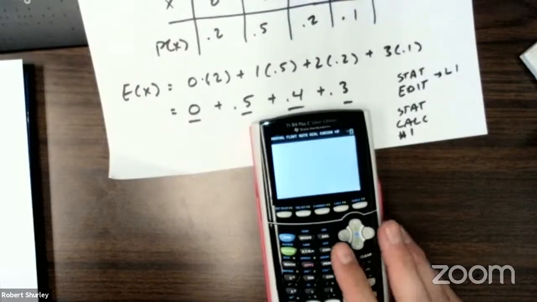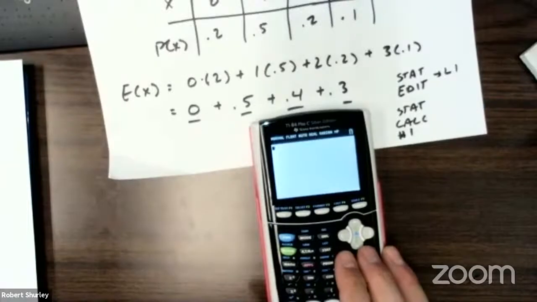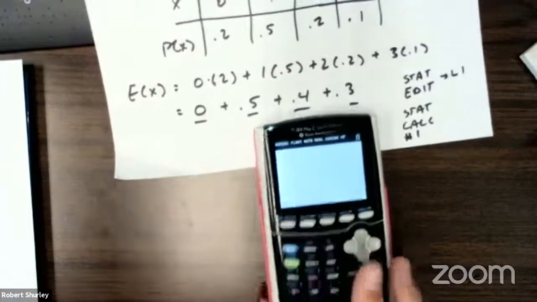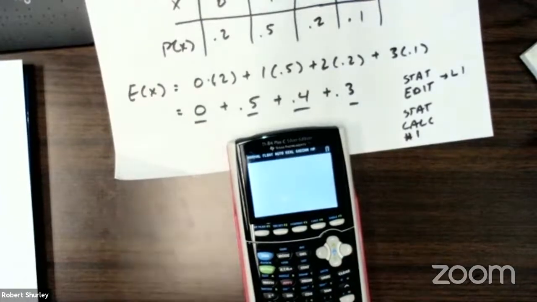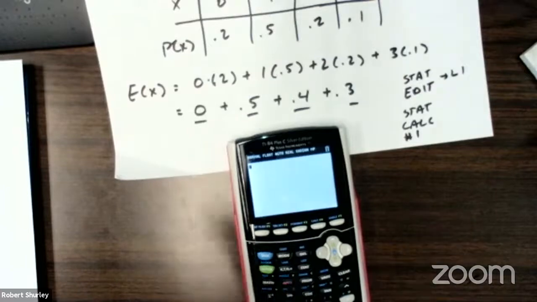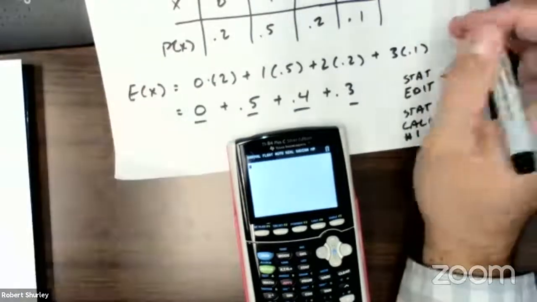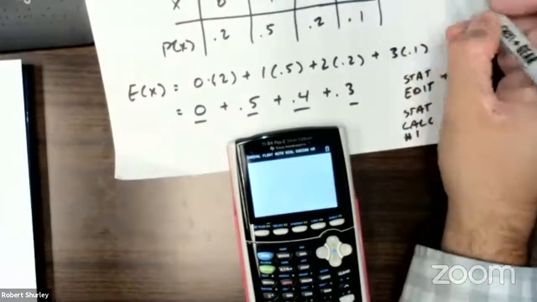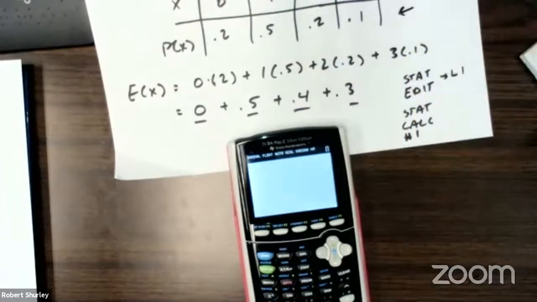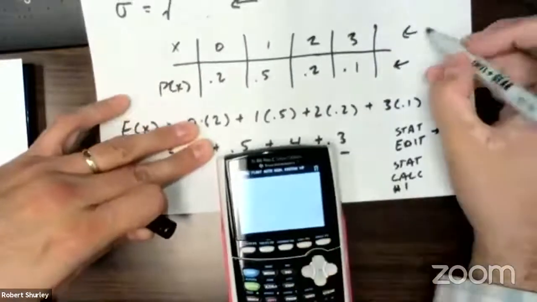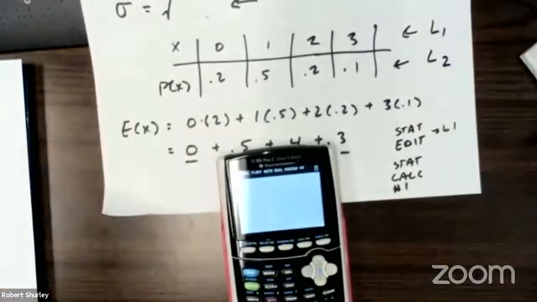So let's go back here. We need to make another list. Did I do this wrong? Oh, I did do it wrong. I need to go back and edit this part. What this is actually saying is that to get this, you have to make two separate lists. One list is going to be our outcome, and the other list is going to be the probability. I'm going to call this list 1 and this list 2.